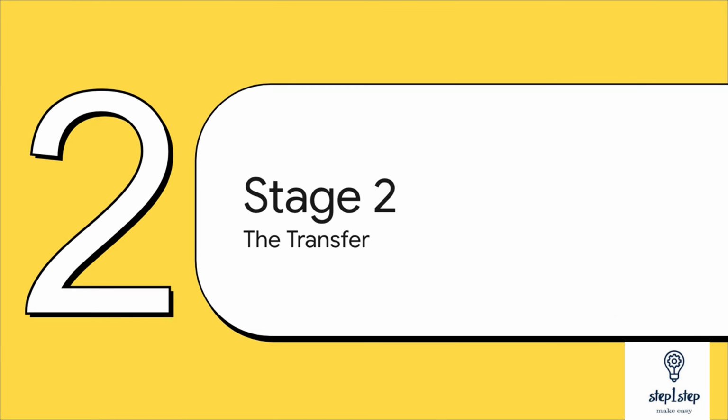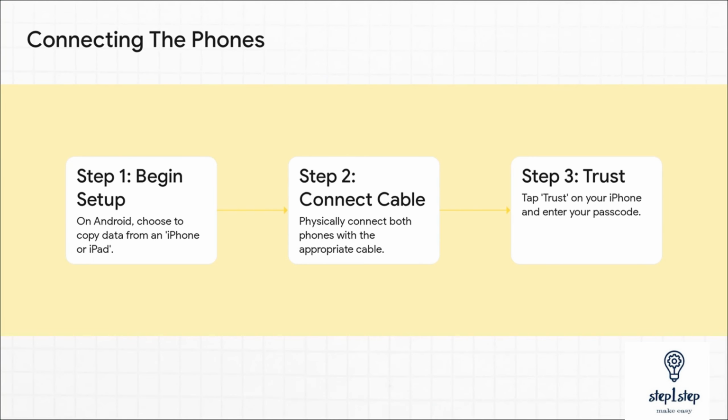All right, our prep work is done, the boxes are packed. Now it's time for the main event, the transfer itself. This is where the magic happens and your data actually moves from your iPhone to your new Android. So start the setup process on your fresh Android phone. When it asks if you want to copy data, you're going to choose the option for an iPhone or iPad.